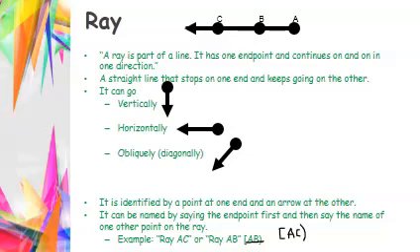So till now we have learned three types: the line, the segment, and the ray. Look at these. Let us name them. Number one, this is what? This is a line. How did we know that this is a line? Because it has arrows on both sides or both endpoints.